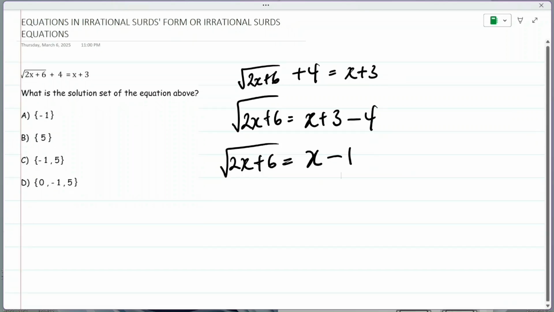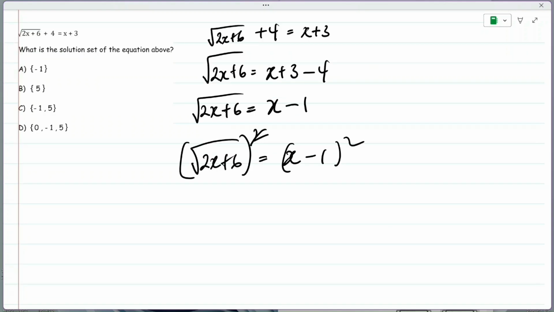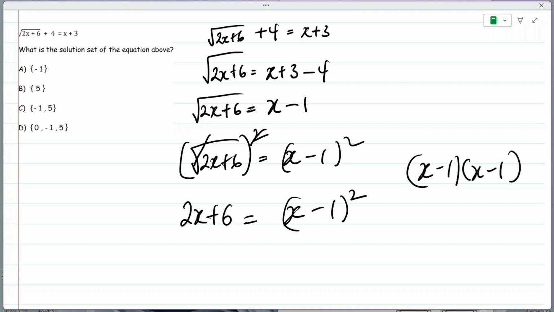At this point, we can get rid of this square root by squaring both sides. So we have square root of 2x plus 6 equals x minus 1. We square both sides. This square cancels this square root. You'll be left with 2x plus 6 equals x minus 1 all square. You have to expand this. You can choose to go x minus 1, you expand. You can multiply the x times the x, the x times the minus 1, the minus 1 times the x, and the minus 1 times the minus 1.